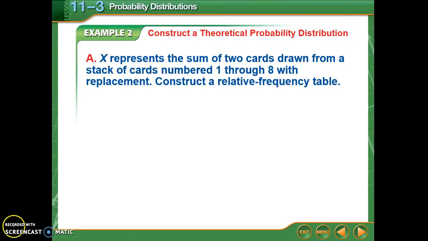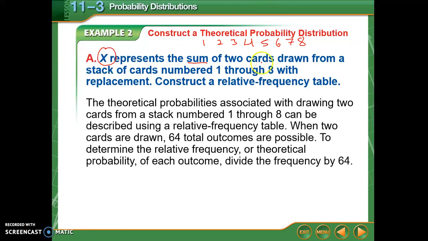All right, let's take a look at this example. We have a stack of cards numbered 1 through 8. So I have 8 different cards in my stack, and our random variable x is the sum of any 2 cards that I draw from that stack. Notice it also says with replacement, so that means I'm going to draw a card and then put it back before I draw my second card.